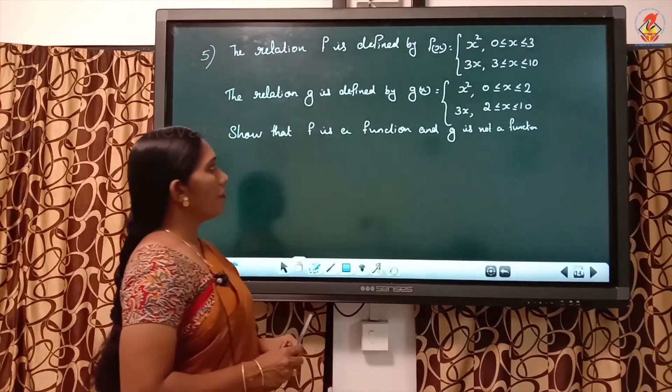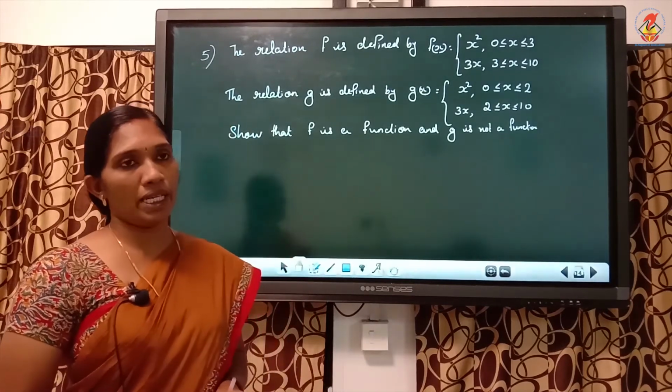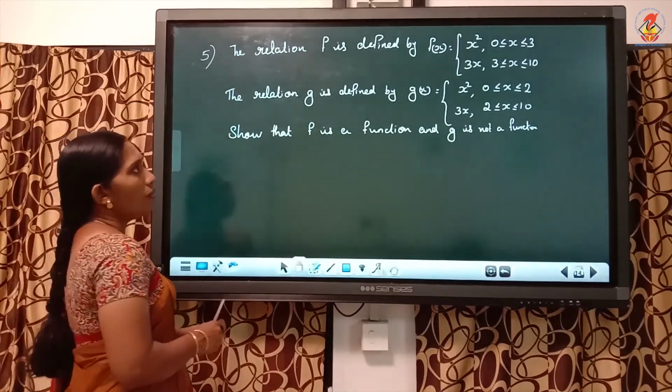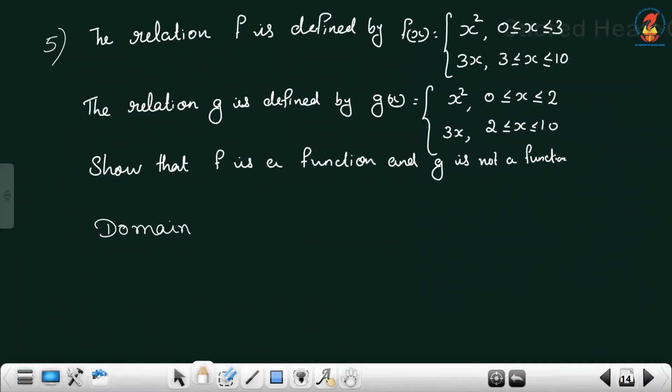So we have to prove f is a function. F is a function means every element has one and only one image, that we have to prove. So what is the domain of f? Domain of f is given in the relation. So domain of f is, what about x values? X is from 0 to 10. Okay, domain is 0, 1, 2 up to 10. That is the domain of the relation f.